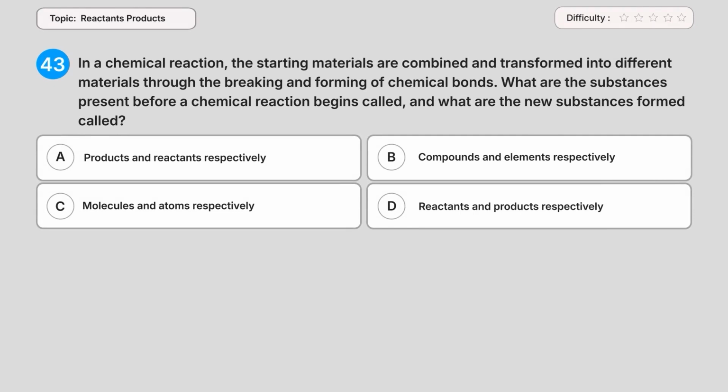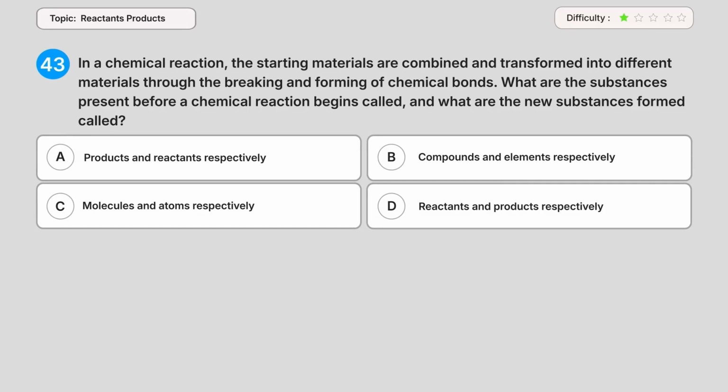43. In a chemical reaction, the starting materials are combined and transformed into different materials through the breaking and forming of chemical bonds. What are the substances present before a chemical reaction begins called? And what are the new substances formed called?